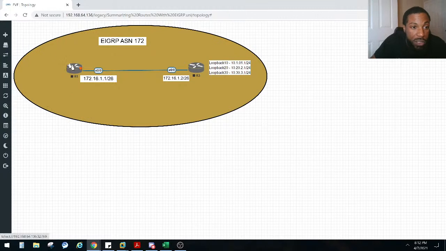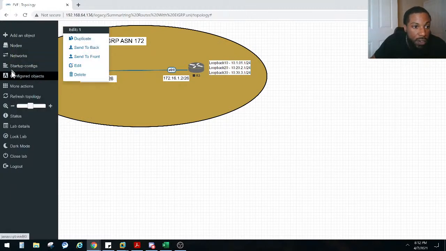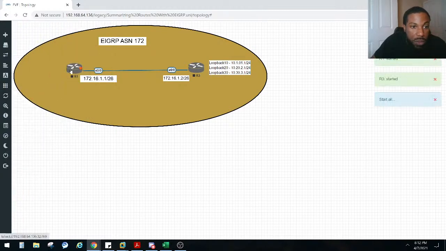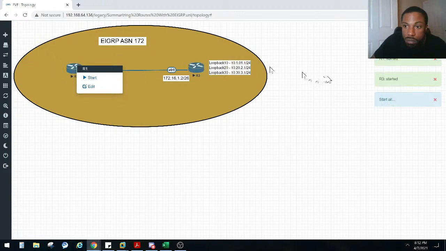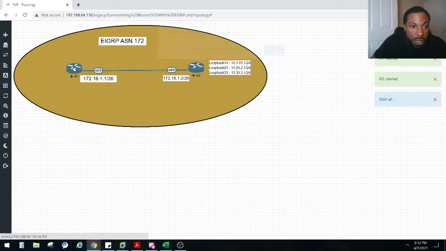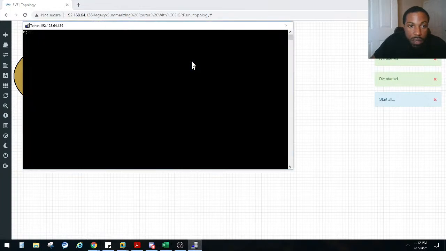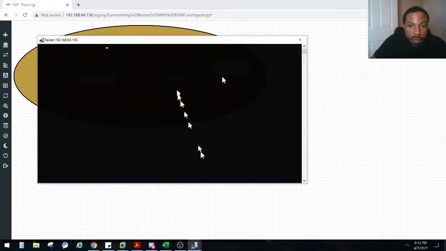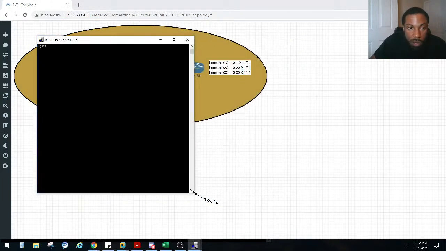Let's go ahead and power these bad boys on. How do you do that again? Can you right click and then power on? I forgot how you do that over here. More actions. Start all nodes. Console into that bad boy. Did I not start them? Yeah, they did. Okay, so console into him. Let's set these bad boys over.